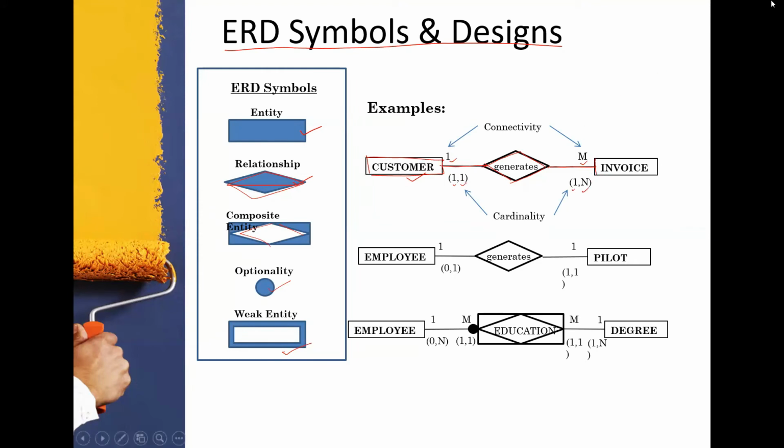Okay, akan jadi mandatory. Kalau yang ini adalah 1, ini adalah 1 to 1. One employee will generate one pilot. Okay, so pilot ni boleh jadi ada employee, dan minimum adalah kosong dan maksimum adalah 1. Okay, kalau yang ni dia wajib, employee wajib generate satu pilot dan satu.